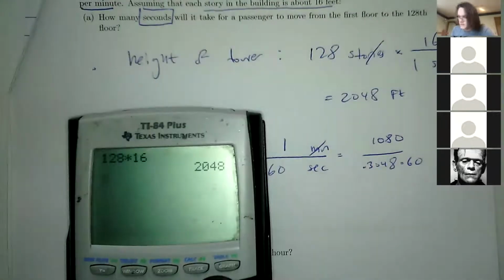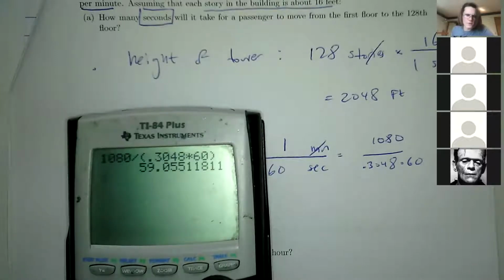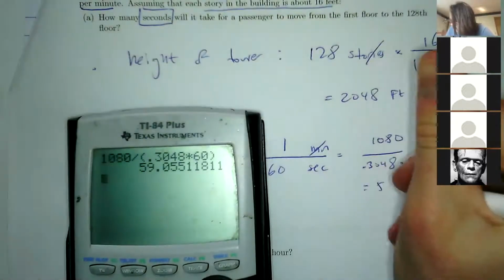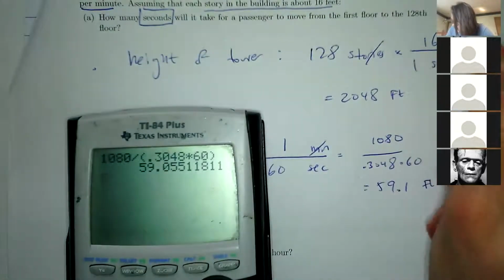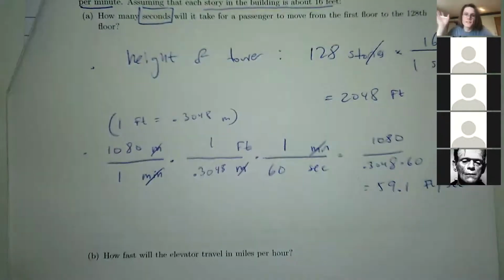We can just plug in our calculator. So 1080 divided by 0.3048 times 60. So what do I get? About 59, I'll say 59.1 feet per second. All right, but we're not done yet.